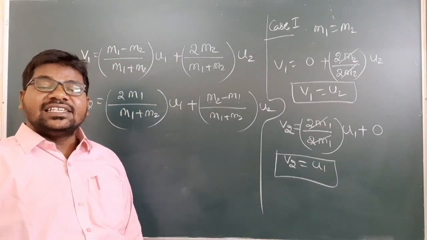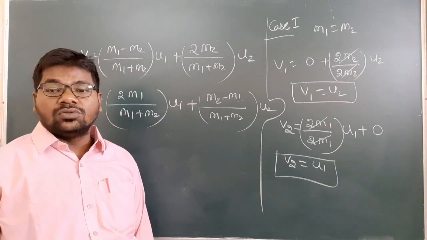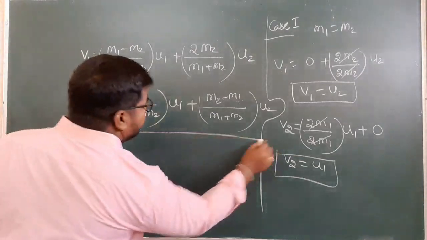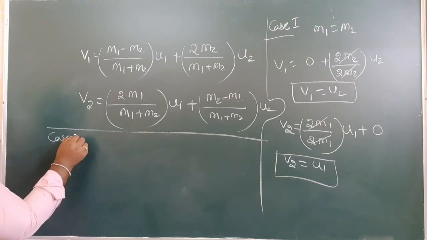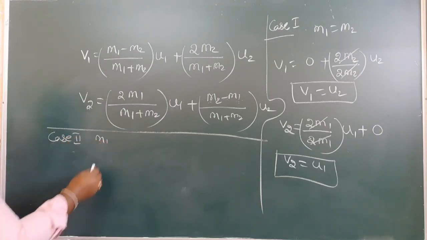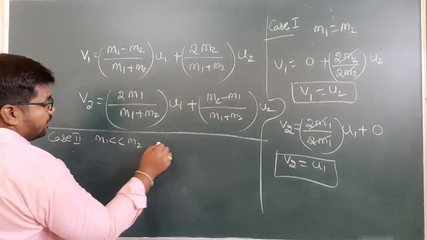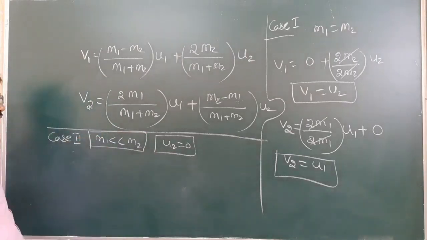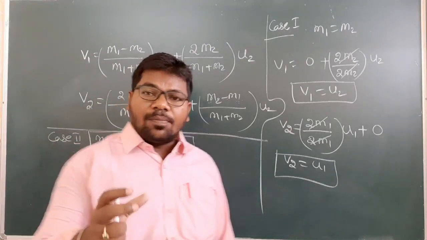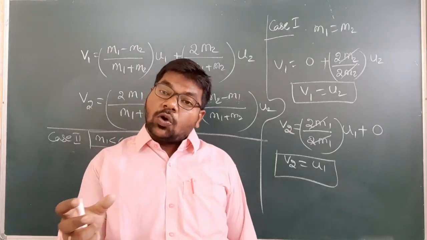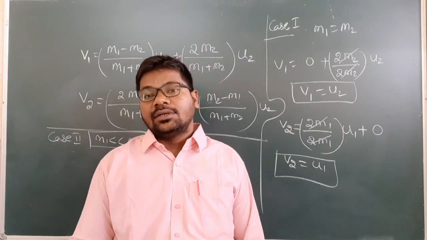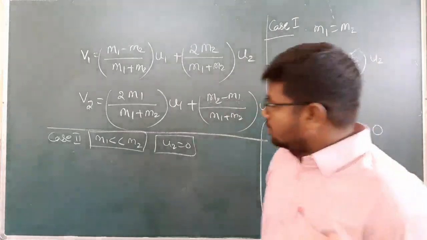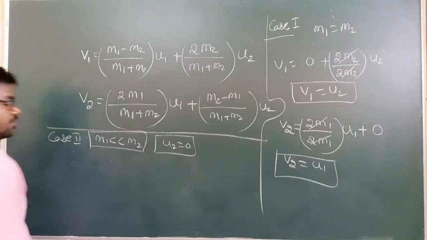Next, case 2: m1 is very less than m2, then u2 becomes 0. Understand? It means a small body is colliding with a heavier body. That is the situation. What happens? We can see.